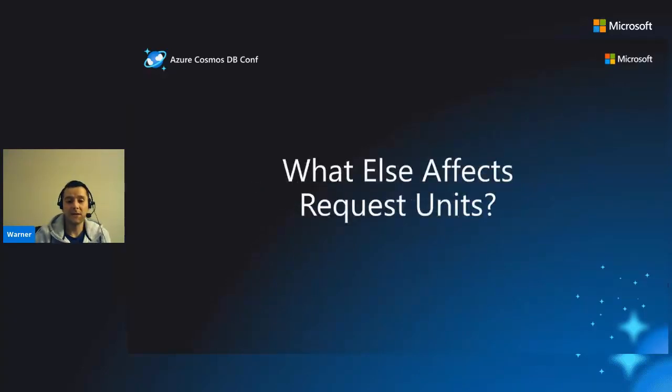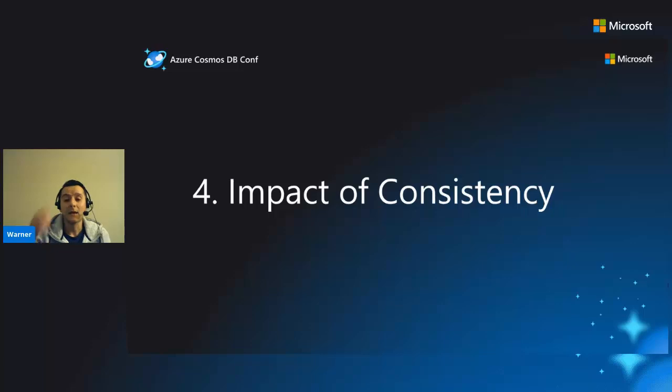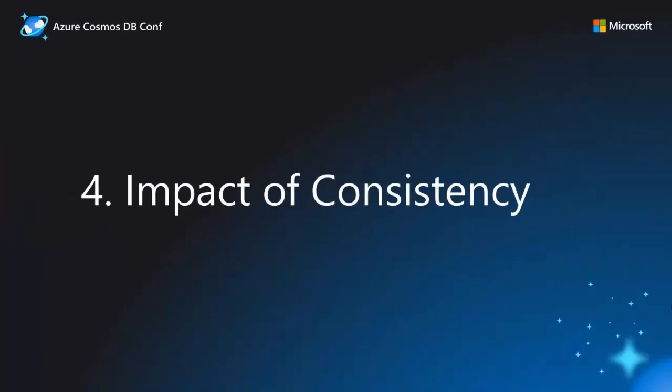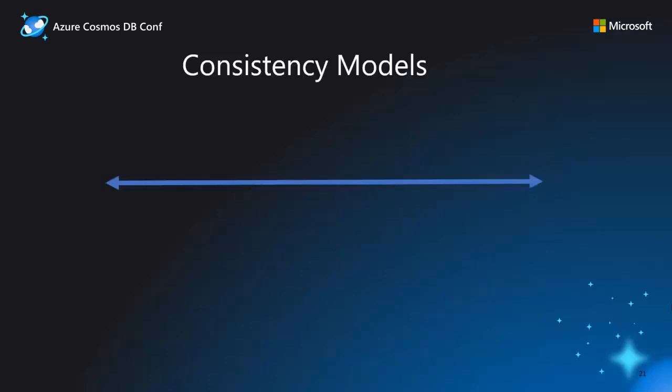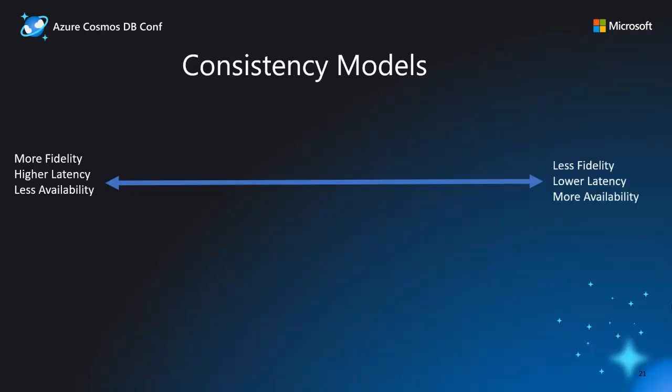Now, what else affects request units? Well, consistency actually has a direct impact, and I find it really interesting. A lot of people don't realize this, and they don't realize how much flexibility Cosmos DB has in this regard. Cosmos DB gives you options of consistency models, going all the way from the one that offers the most fidelity but gives you higher latency and less availability, to the ones that offer less fidelity with lower latency and more availability. Now, I'm not going to go into each one of these in detail.